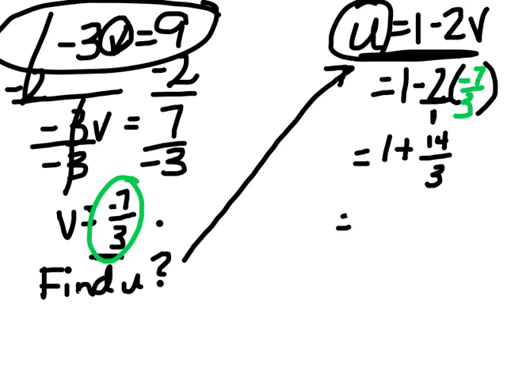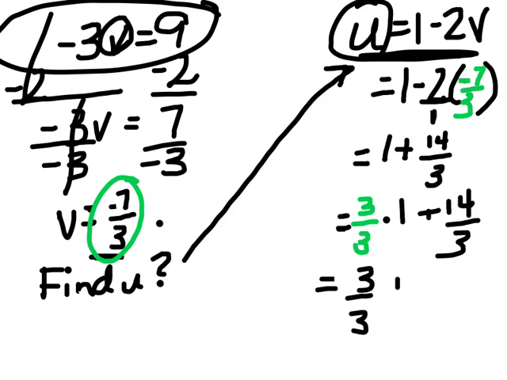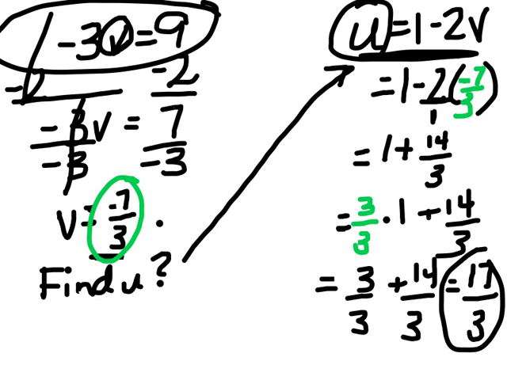Let's get a common denominator so we can add these easily. If I want to get a common denominator, and I've got a 3 on the bottom here, I'll need to multiply the 1 by 3/3. So that gives me 3/3 plus 14/3, and that's going to equal 17/3. That's what U is equal to.